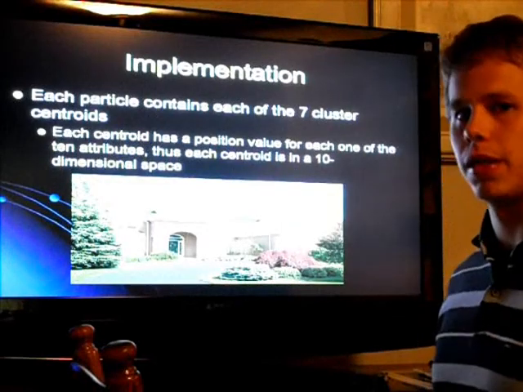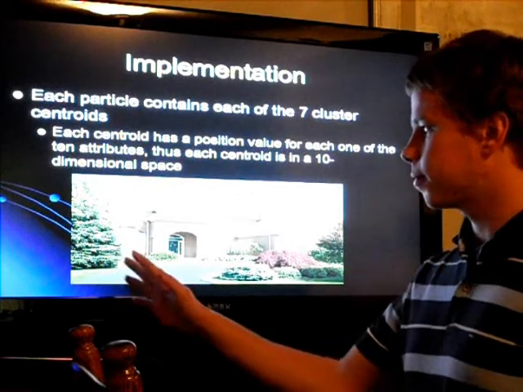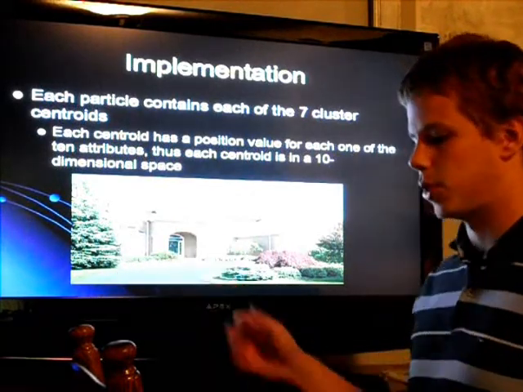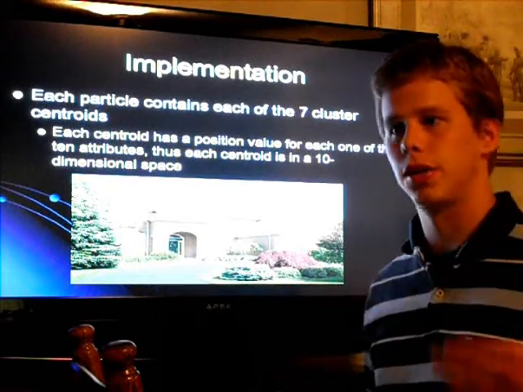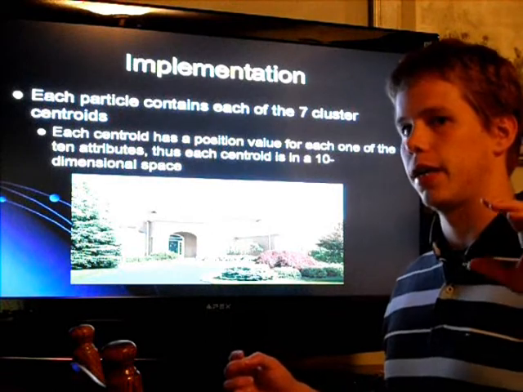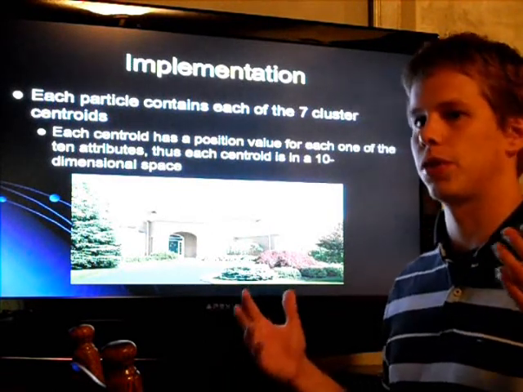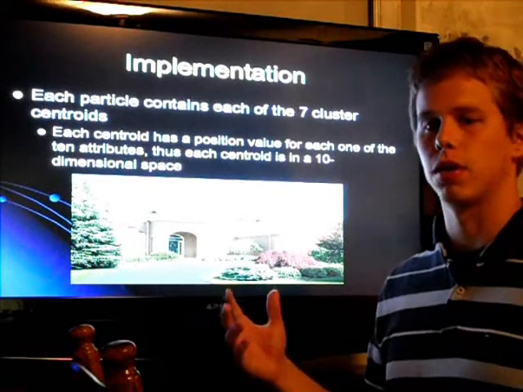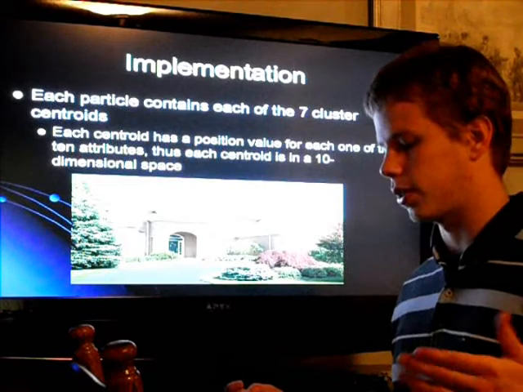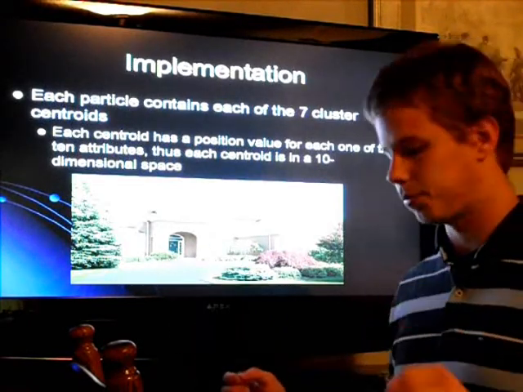So how do we implement this into image segmentation? Now this is not that, like I said before, they didn't actually provide me a sample image, but this is just an image I put in there so you could maybe get an idea. So each particle contains 7 cluster centroids. Since we know there's 7 different segments, or 7 different classifications we need to identify, each particle contains 7 cluster centroids, which it moves about this search space.